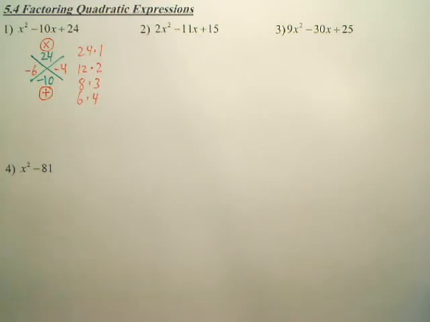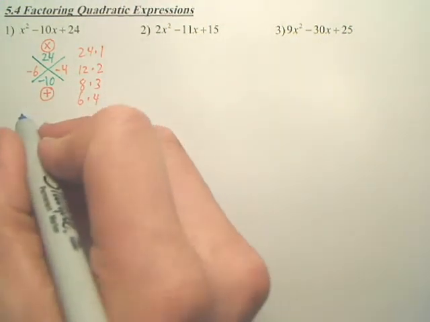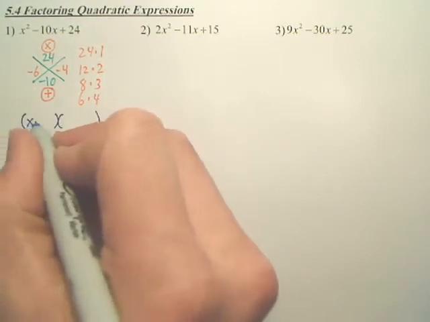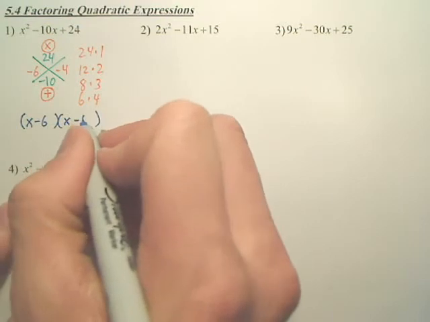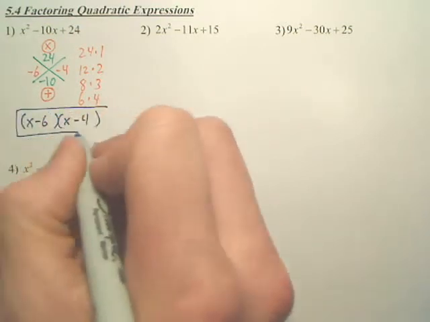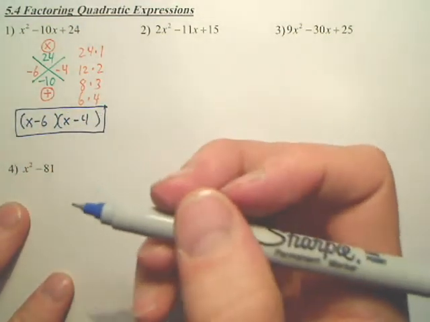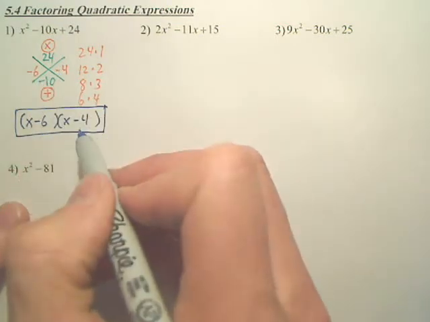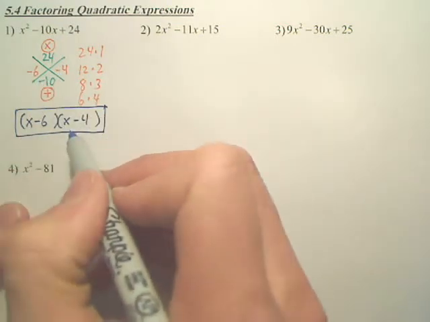Now, what did all that mean and do? Well, this is called factoring. This is factored form. Your answer is x minus 6, x minus 4. That is your answer. Now, what the heck did I do? See the negative 6? See the negative 4? Put an x in front.